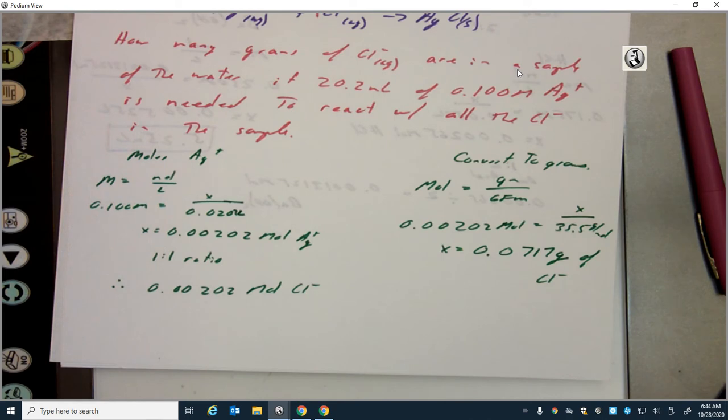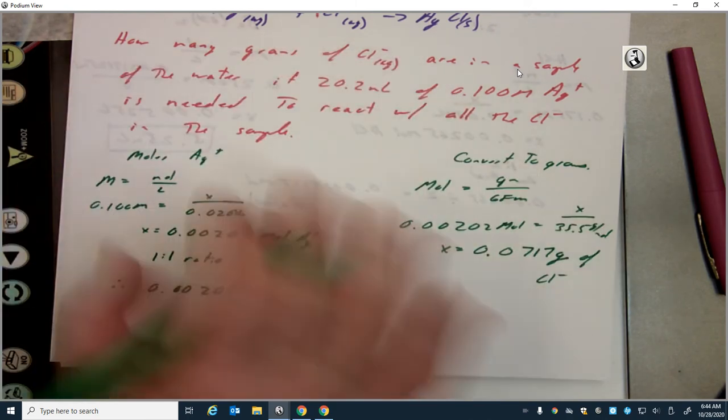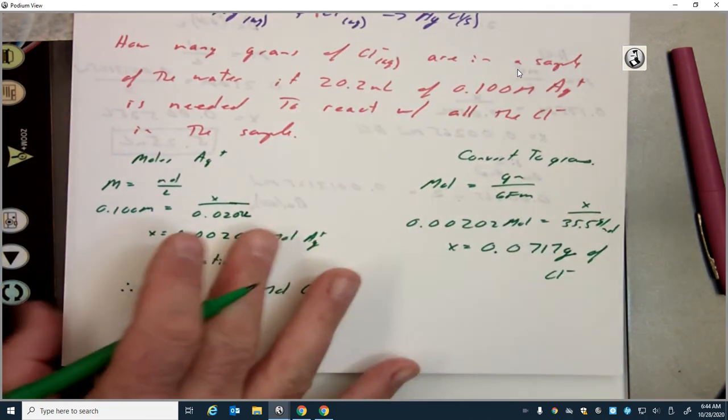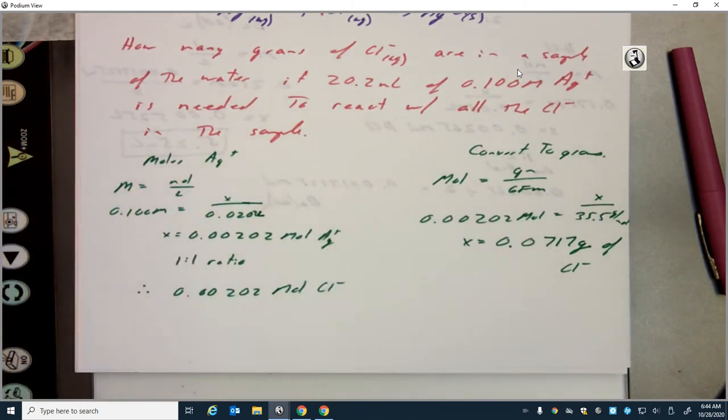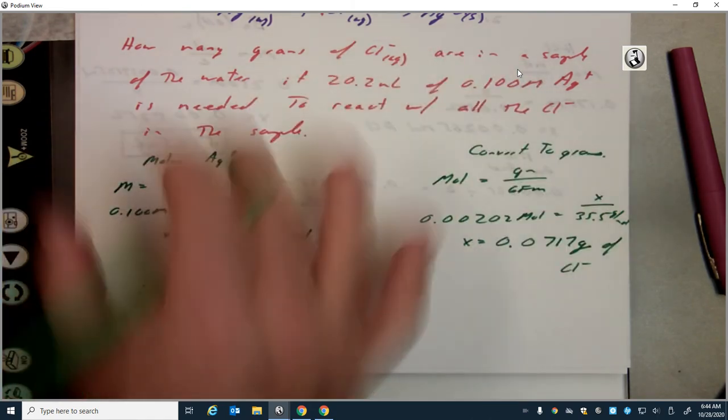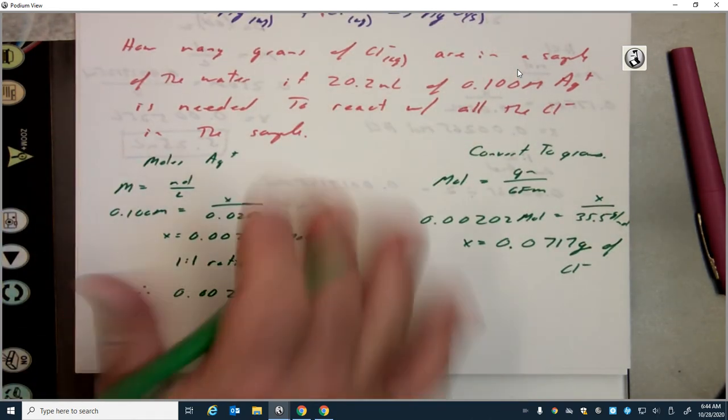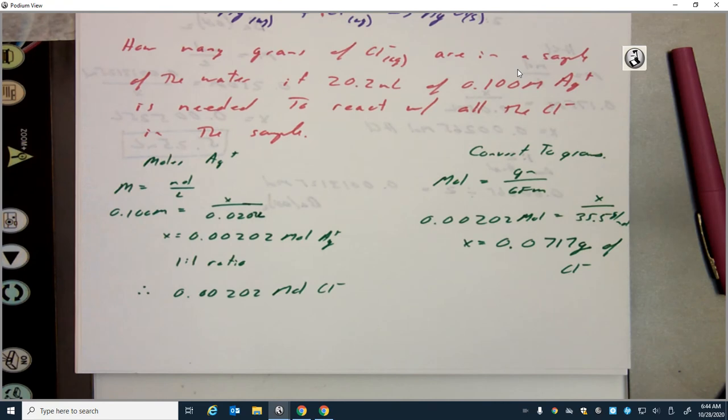in that sample. All right, so this is an important calculation that we do in testing water all the time. So when you test your water or you have it done, this is the kind of calculation they're going to do at the titration to see how much chlorine's in there. Right, but this is the math that they're doing.